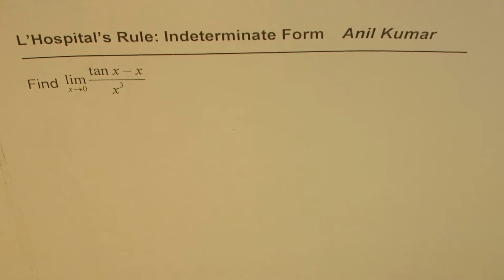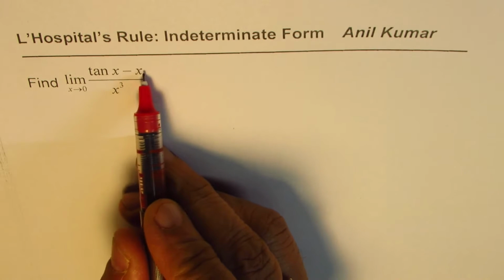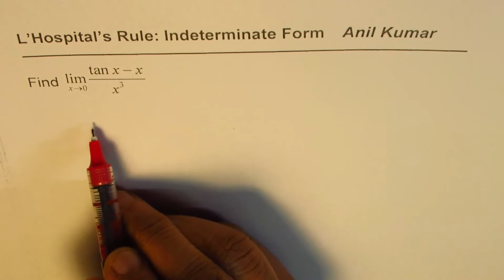I'm Anil Kumar, and on request of my students, here is a question on application of L'Hopital's rule for a trigonometric function. The question is, find the limit as x approaches 0 of (tan x minus x) divided by x cubed.